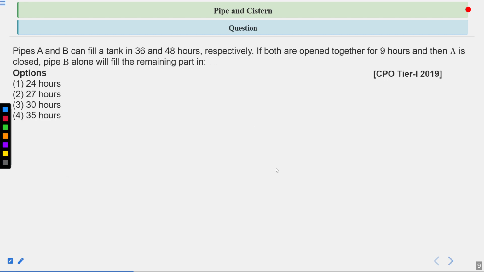Pipes A and B can fill a tank in 36 hours and 48 hours respectively. If both are opened together for 9 hours, then A is closed. Pipe B alone will fill the remaining part in? This question was asked in the CPO Tier 1 exam in 2019. So there are 4 options. First one is 24 hours, second is 27 hours, third one is 30 hours, and fourth one is 35 hours. Now you have 10 seconds to analyze the question. Your time starts now.